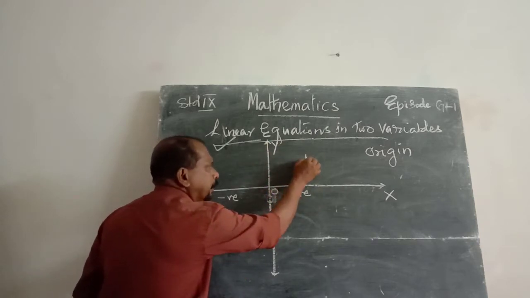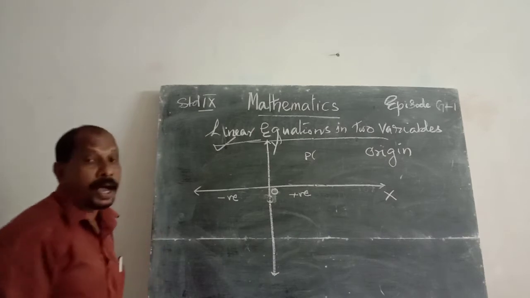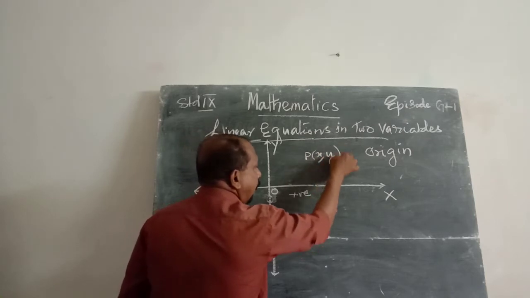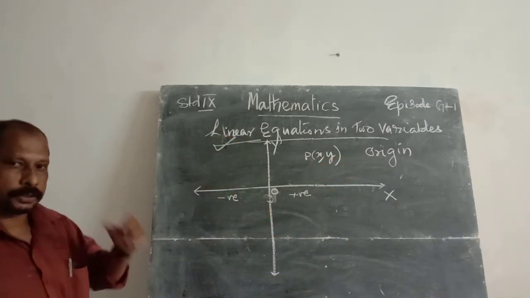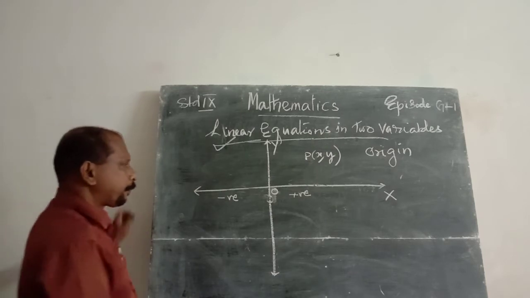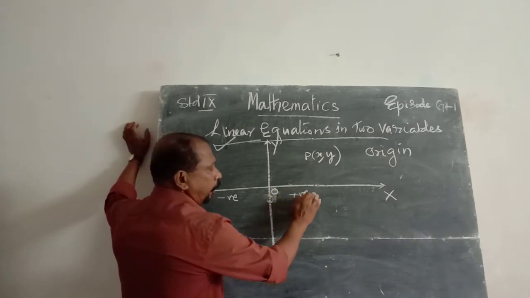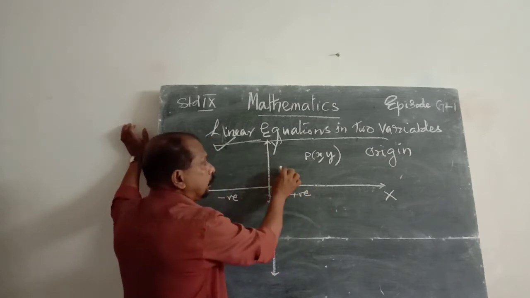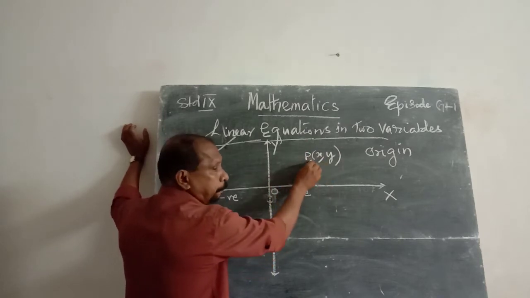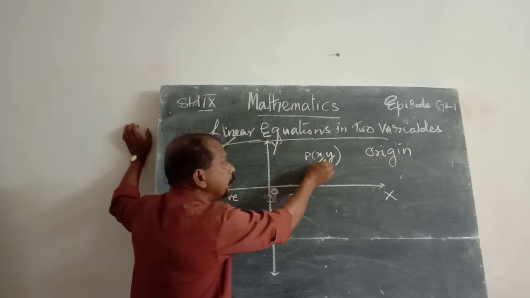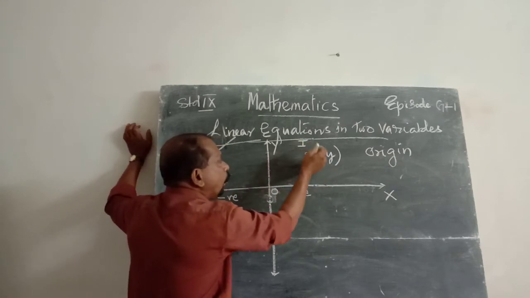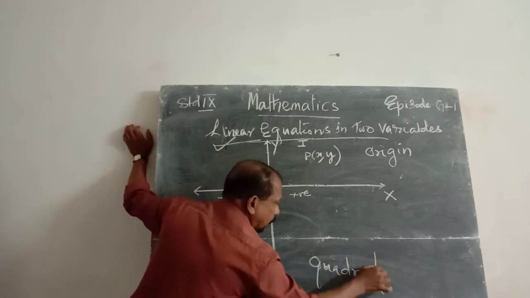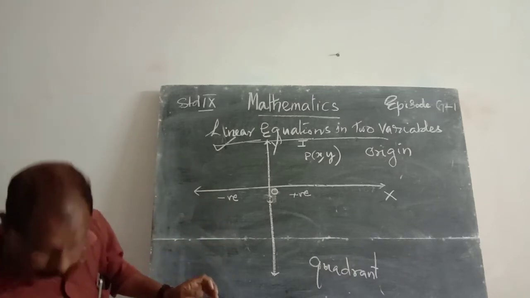For any point, there are two values. First is the x coordinate and the second is the y coordinate. For example, for this point, the values on the x-axis and the y-axis are positive. Therefore, in this part all the coordinates are positive. Therefore, this is known as the first quadrant. Q-U-A-D-R-A-N-T. Quadrant means a part of that plane.